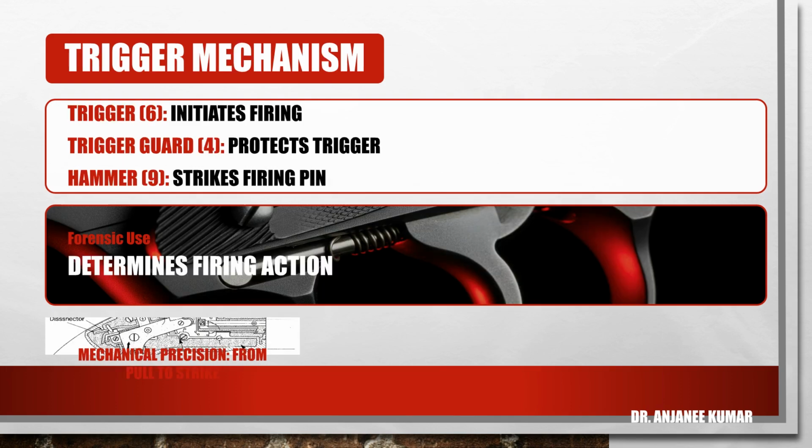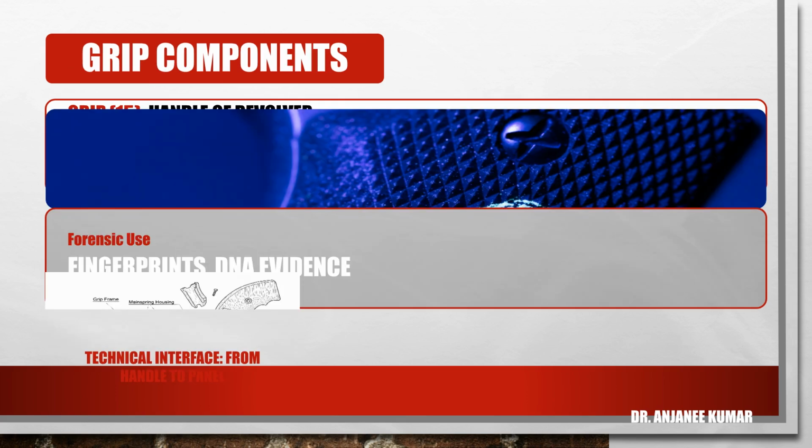The trigger initiates firing, protected by the trigger guard. The hammer strikes the firing pin. Analyzing this mechanism helps determine the precise firing action. The grip is the handle, often covered by grip panels held in place by screws. These components are vital for collecting forensic evidence, such as fingerprints and DNA.